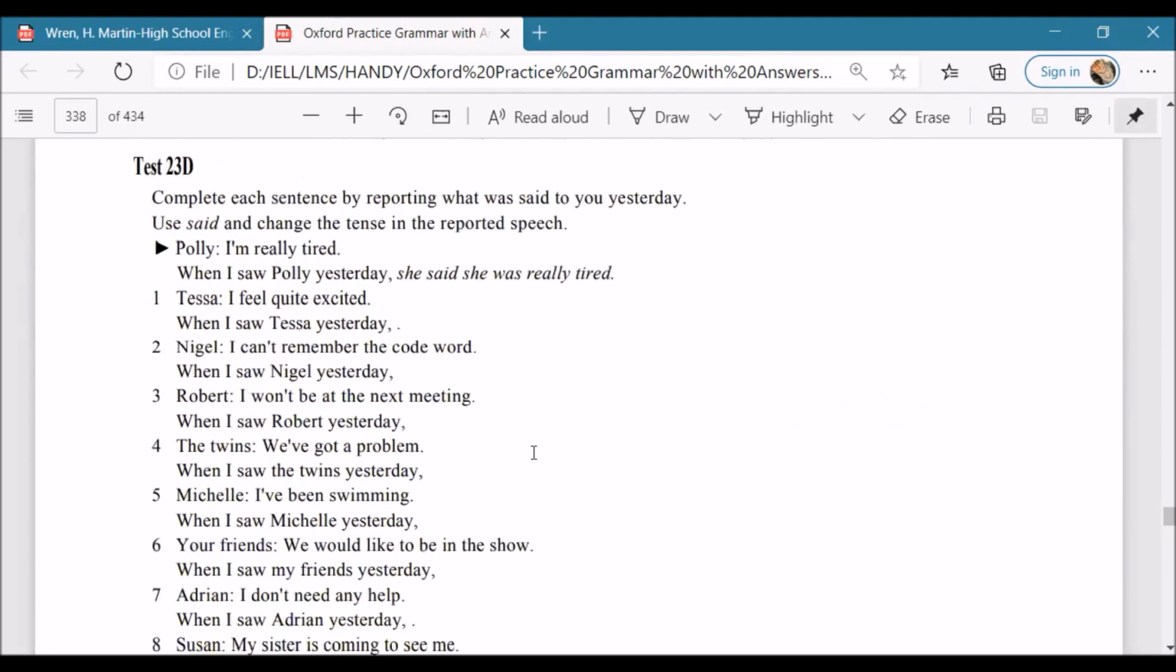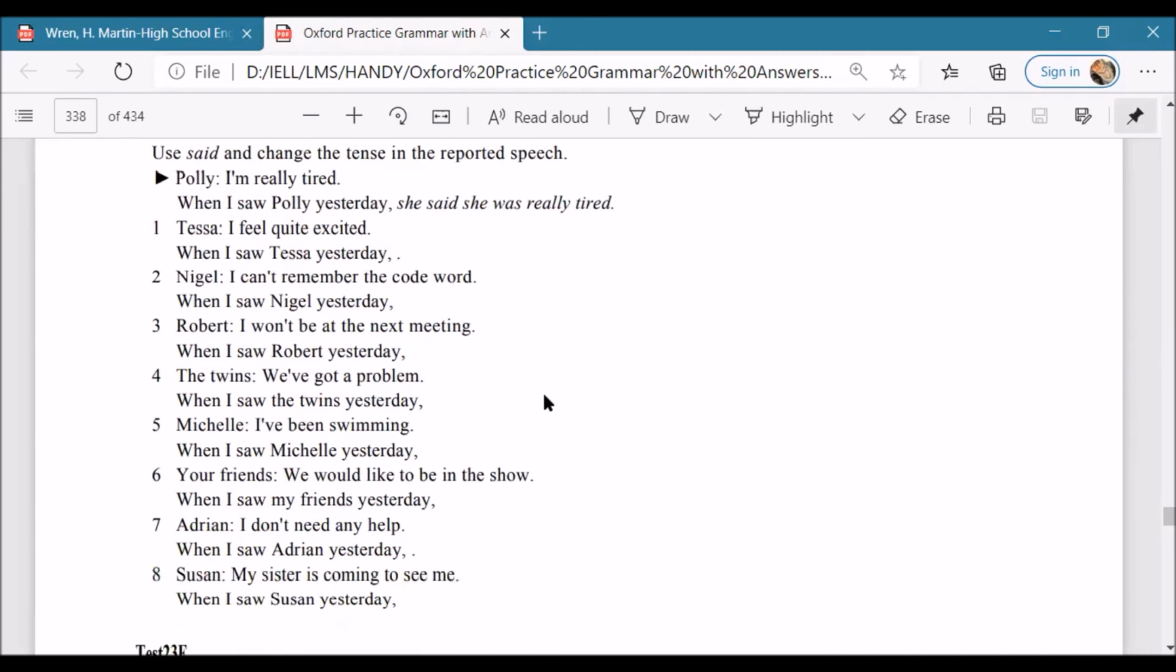Then we have test 23D. Complete the sentence by reporting what was said to you yesterday. So the context is given. You were told something yesterday, so that's how you have to change these sentences, use said, and change the tense in the reported speech. So you have to change the tense in this exercise. Okay, so these are 8 sentences you have to change.